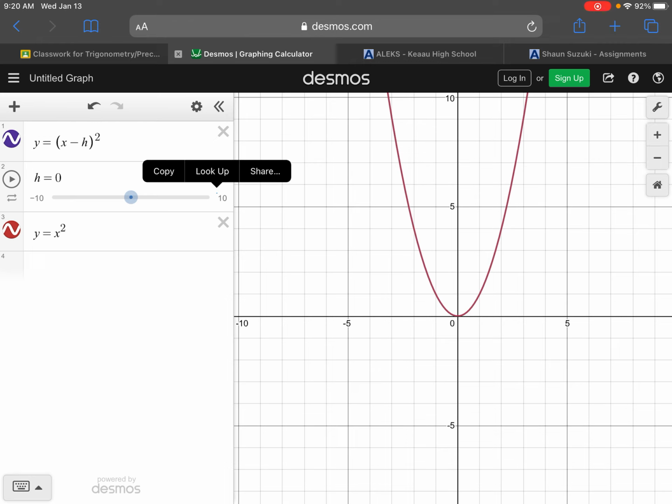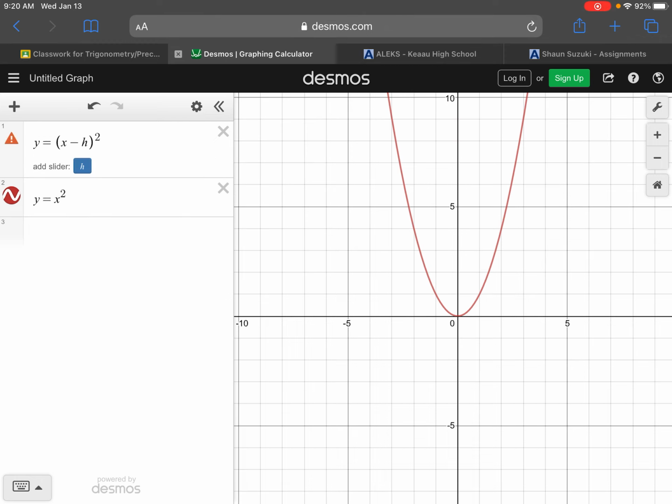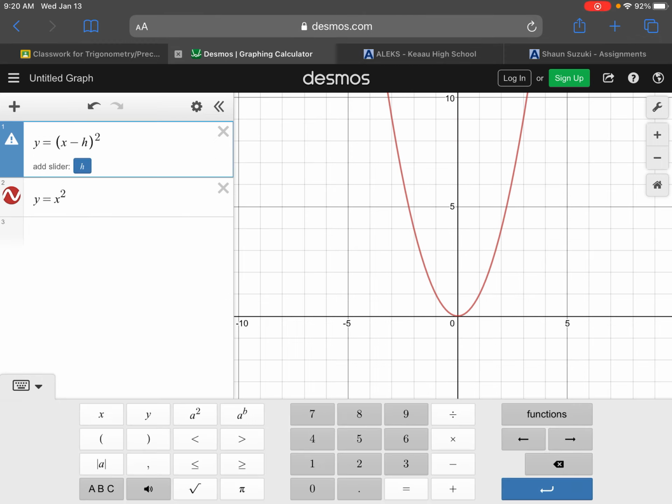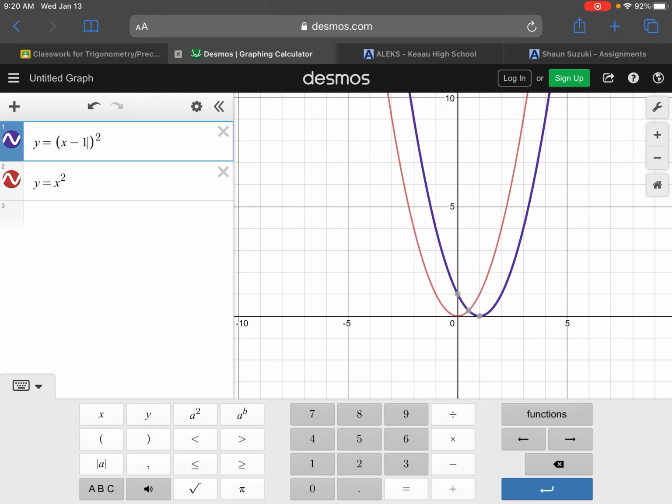Okay, so it should be overlapping the red graph. Now, if we make h positive, then it moves to the right. But be careful here. Let me undo this slider. So let's say we have minus 1. Right, so notice that the graph has moved from the red 1 unit over to the right.